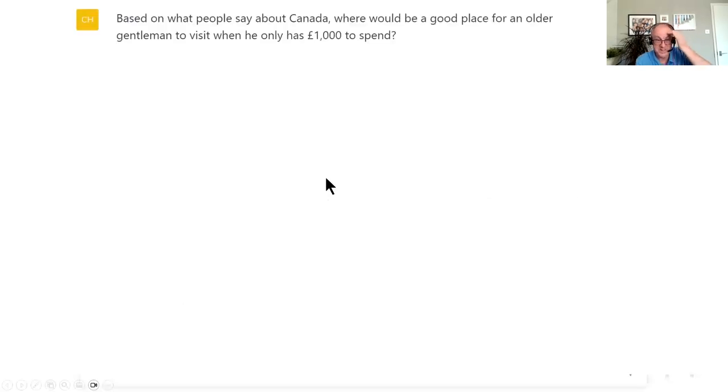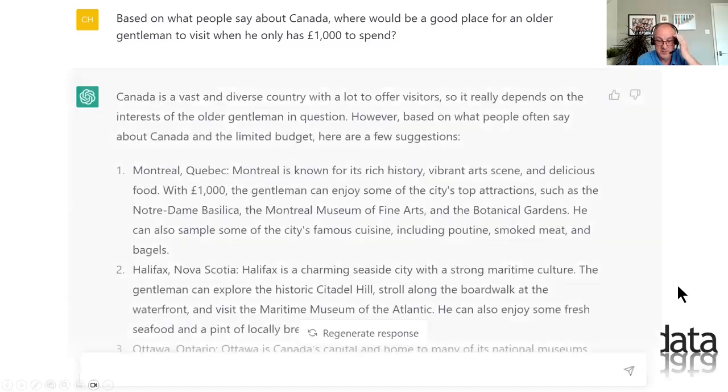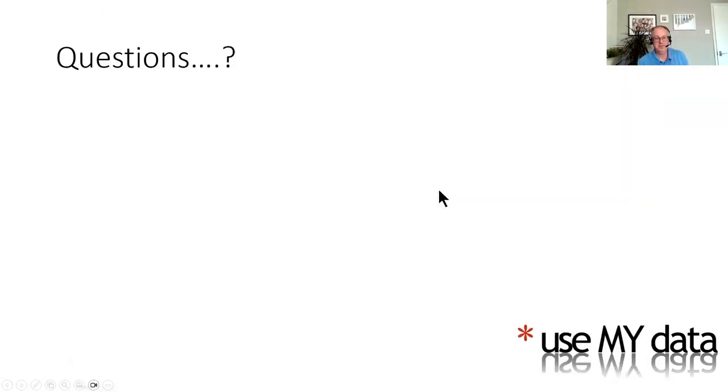So one last thing. The other thing I tested with ChatGPT was my other question. Based on what people say about Canada, where would be a good place for an older gentleman like me to visit, when he only has £1,000 to spend because he's from Yorkshire? I tried this in ChatGPT, and it gave me some quite neat answers, which on the face of it look pretty good. So these are elements of real life where we could begin to use it. This is just a real-life example of where I used it to test things out.